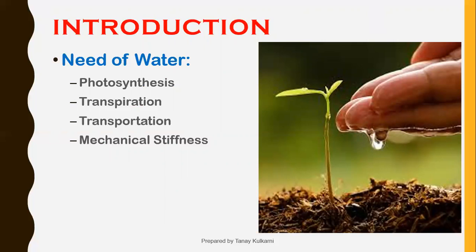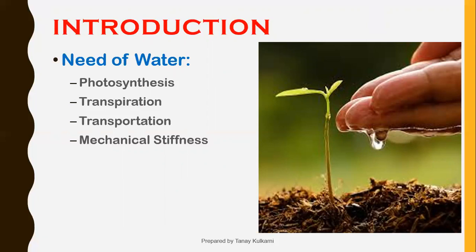Water is also required for transportation purposes. Transportation of substances in a water solution from the root to the different parts of the shoot, or from the leaf, that is, the dissolved food material which is produced by photosynthesis, to the different parts of the plant body. Water also provides turgidity, which is very necessary for the mechanical stiffness of the plant tissues.